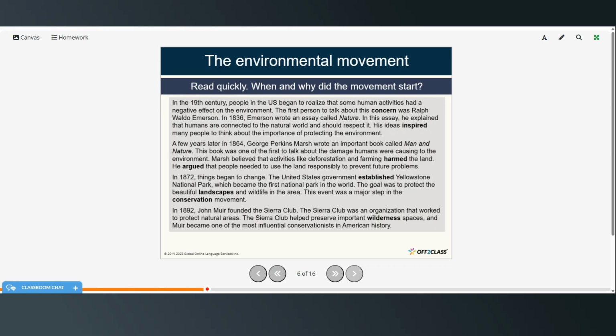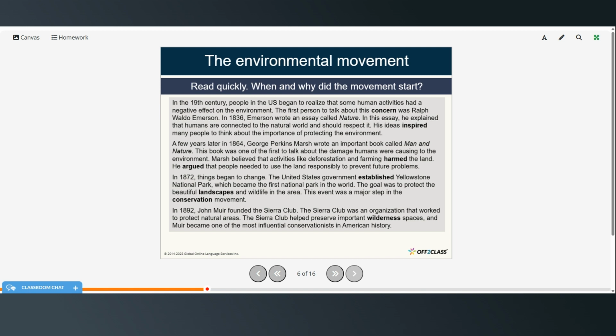A few years later, in 1864, George Perkins Marsh wrote an important book called Man and Nature. This book was one of the first to talk about the damage humans were causing to the environment. Marsh believed that activities like deforestation and farming harmed the land. He argued that people needed to use the land responsibly to prevent future problems.